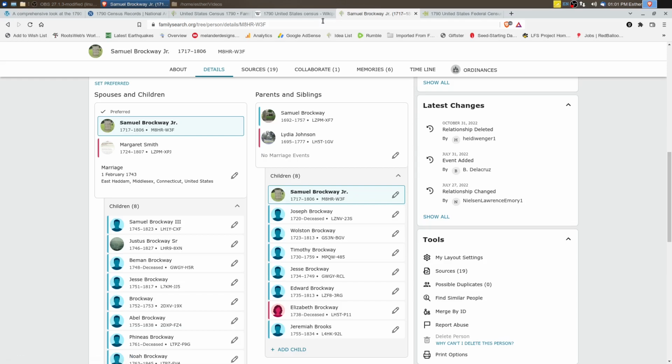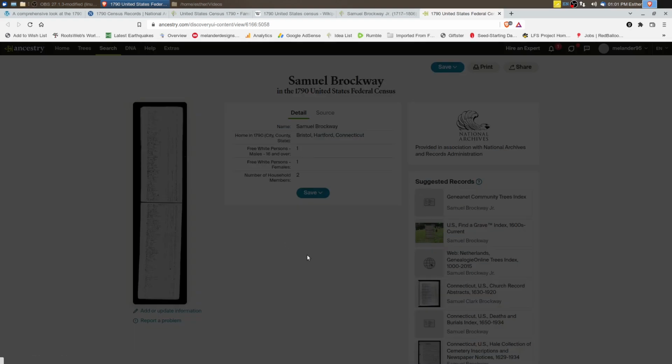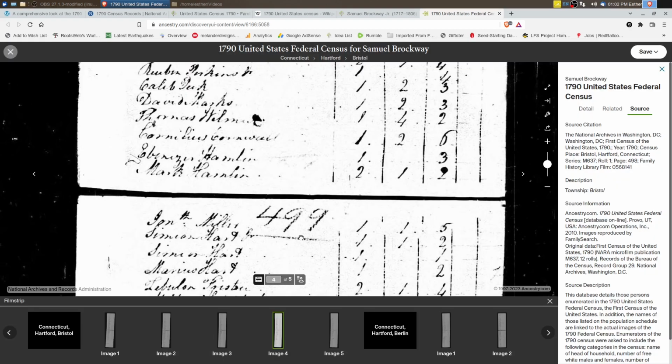So let me take you to a link of the 1790 census and what it actually looks like. This is the Ancestry page for the 1790 census that shows Samuel Brockway. Before I click through the image to give you a closer look, you can see that it looks like a tally sheet, just a list of names with columns and numbers. And that's really all that it is. Okay, so here is a close-up of the census.